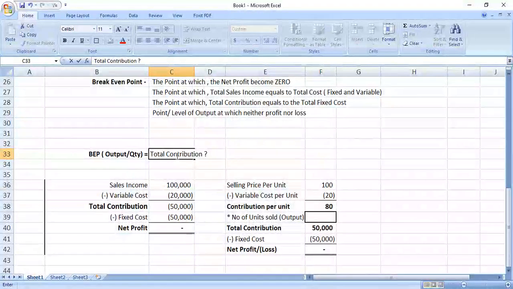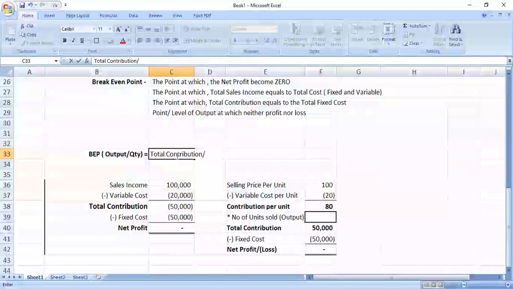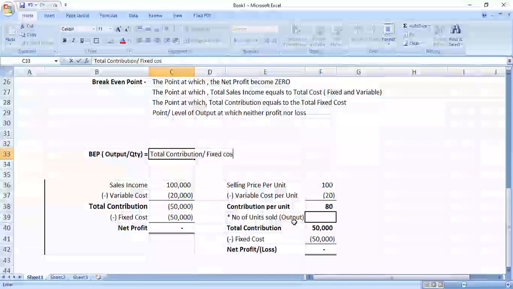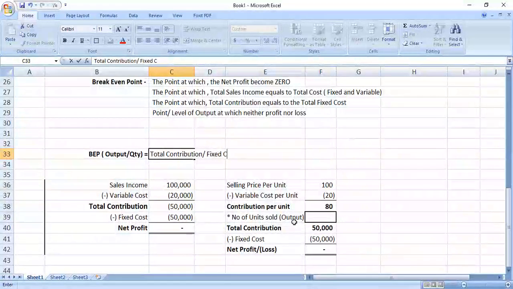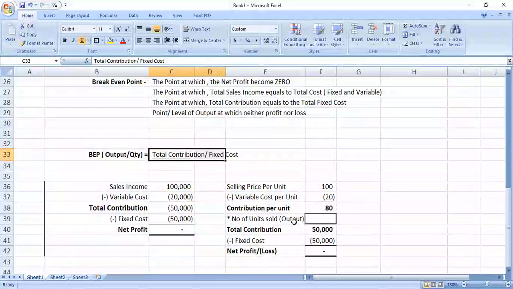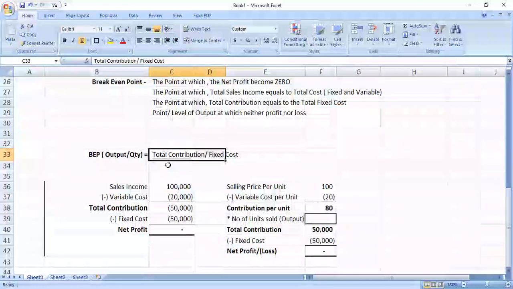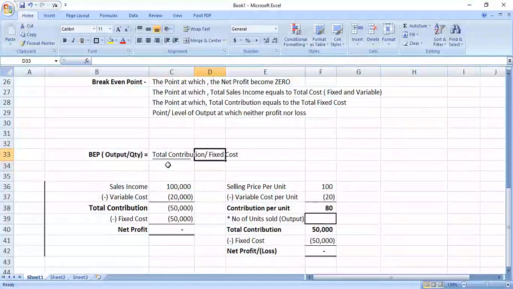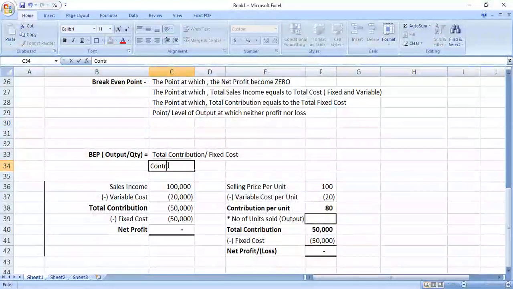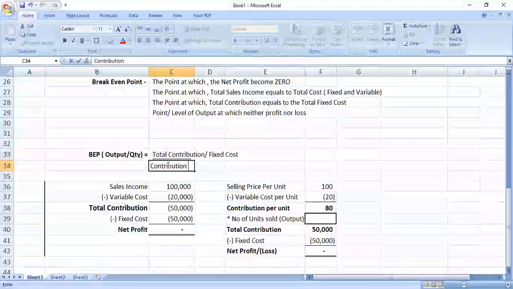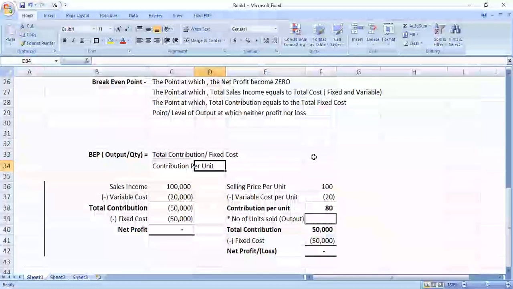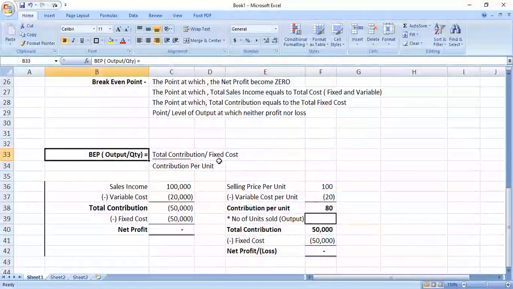Total contribution is actually equal to what? In this case, the total contribution is the same as the fixed cost, guys. That's a special characteristic, okay? That you divide by what? Contribution per unit. Then you can get the break even point quantity.